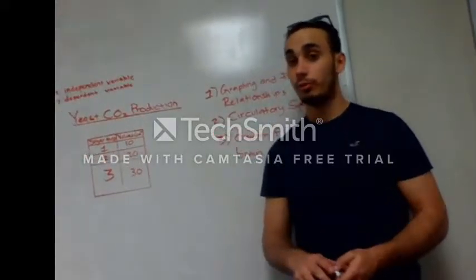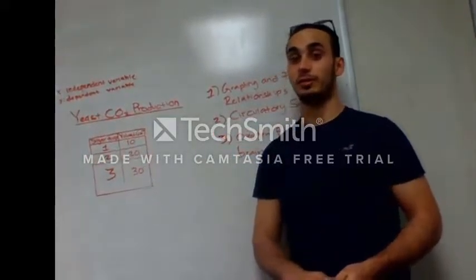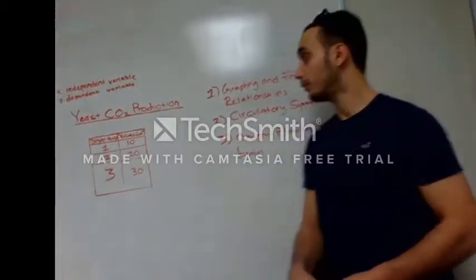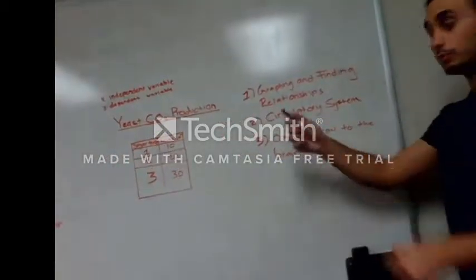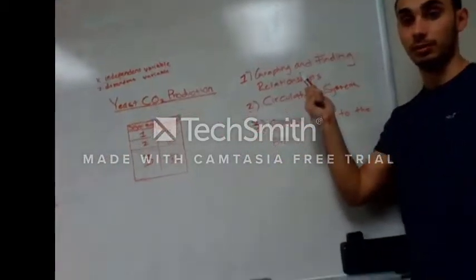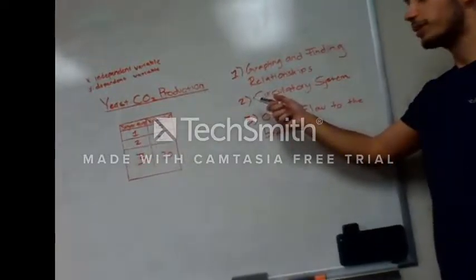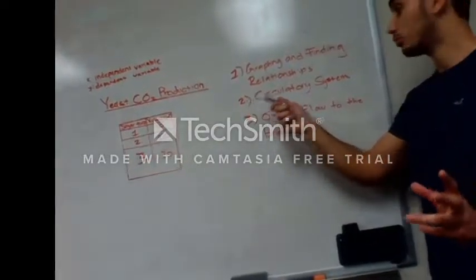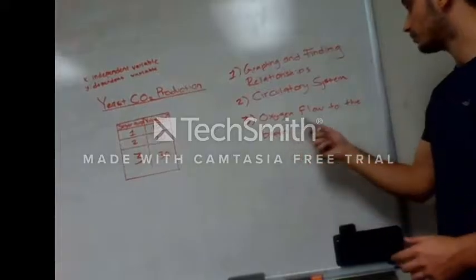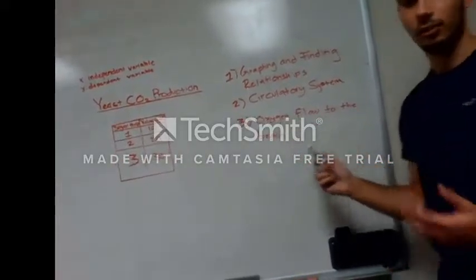In this video, I'll briefly be introducing three major points, which we'll discuss further tomorrow. The first point we're going to discuss would be graphing and finding relationships. The second point, we're briefly going to introduce the circulatory system, which then brings us to our third point, oxygen flow to the brain. Let's go on.